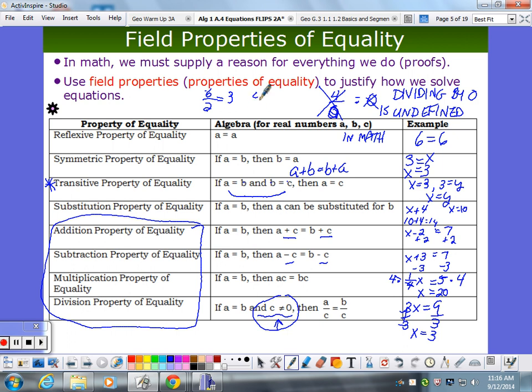Now, is that the same as 0 over 4? Can I have a 0 in a numerator? That is fine, because look, that works. So you cannot divide by 0. Cannot.